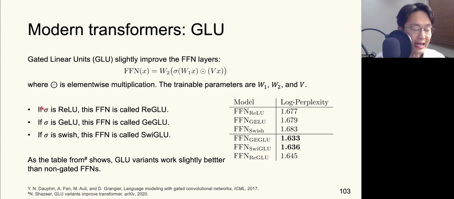When the sigma activation function is the ReLU activation function, then this FFN is referred to as ReGLU. If sigma is the GELU activation function, then this is referred to as GEGLU. If sigma is swish, then this is referred to as SwiGLU. Here's a table taken from the paper by Shazeer, published in 2020, and it shows that indeed GEGLU and SwiGLU slightly outperform the non-gated FFNs.